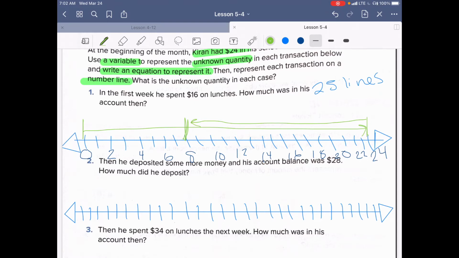Now it's going to be a little bit easier to write our equation. So we have $24 and he spent 16. So that means we're going to subtract because he used $16. And we're going to have that equal S because that was the unknown amount. It wasn't a number given to us. But when we did this, we know S equals $8.